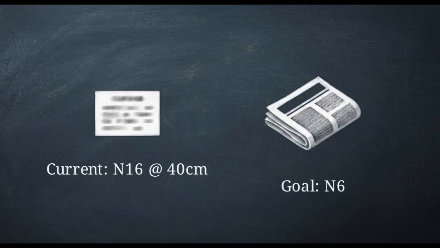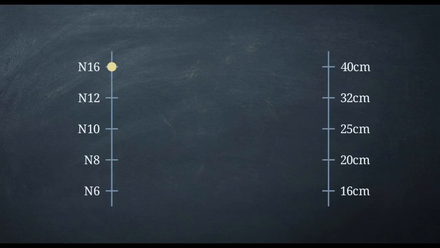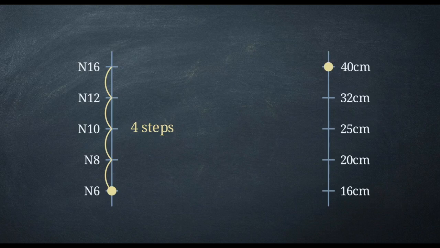Let's bring this all together to solve a practical clinical goal. A patient currently reads N16 at 40 centimeters, but they need to read N6 newsprint. We have to find their new required viewing distance and the exact lens addition needed to achieve it. First, we map the visual demand. To get from N16 down to N6, we count the steps on our ladder: 12, 10, 8, and 6. That is a 4-step improvement required.